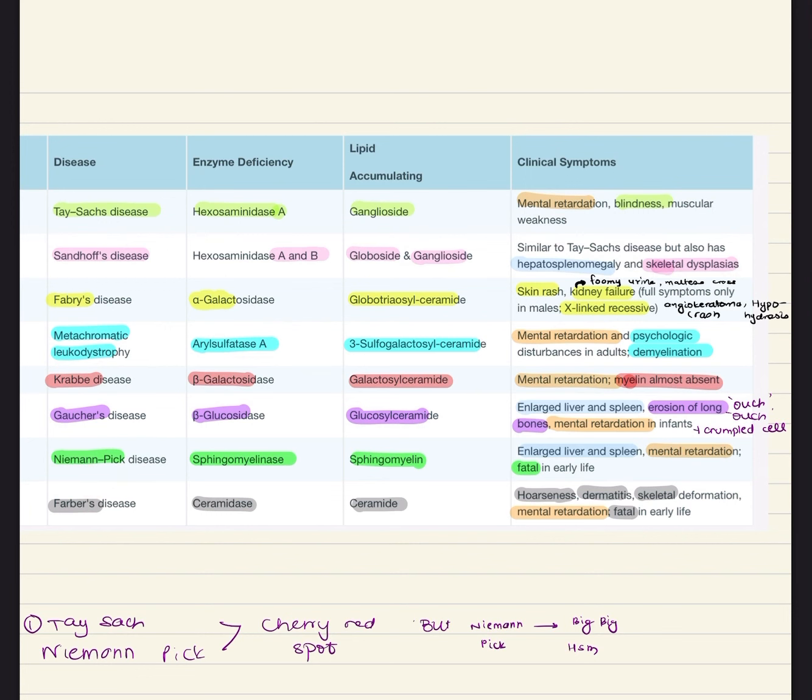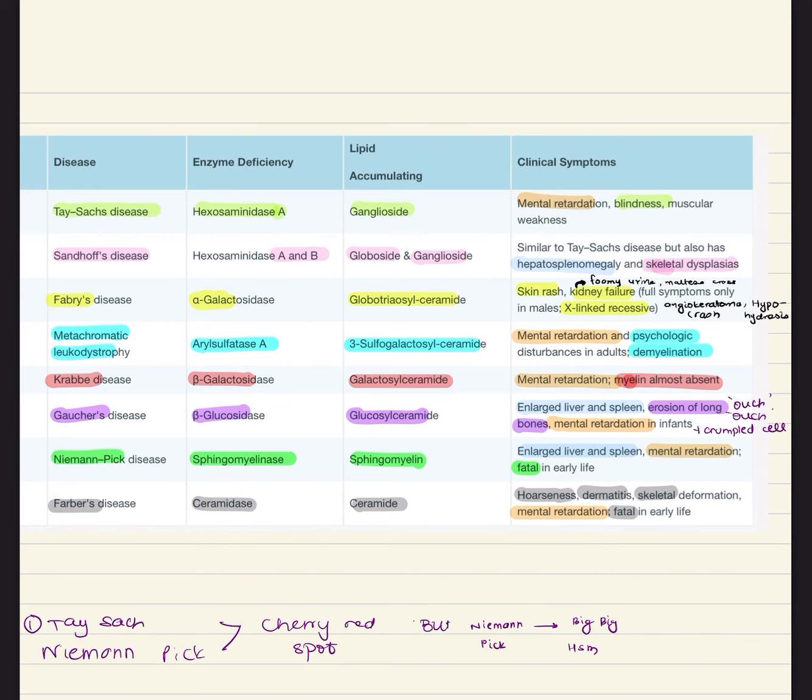So Farber is hoarse. And you can also remember skeletal dysplasia; if it is there, that is Sandhoff. S for skeletal dysplasia, SD, Sandhoff's disease. If deformation is there, then think about Farber. And this is also fatal early in life. So what all is fatal? You have Niemann-Pick, which is fatal, and Farber's, which is fatal. Then there's also absent myelin, so that is Krabbe disease.